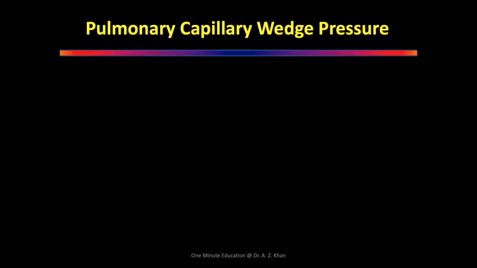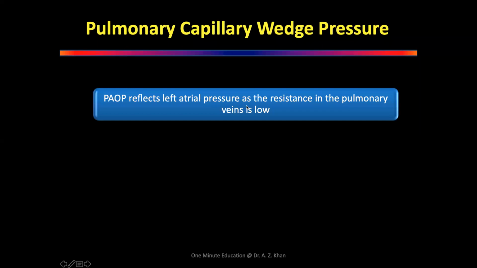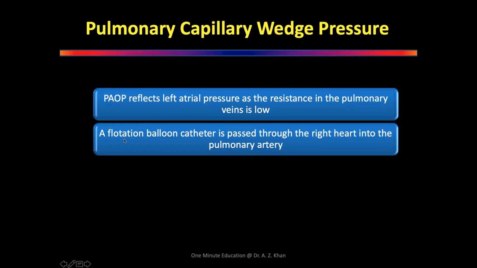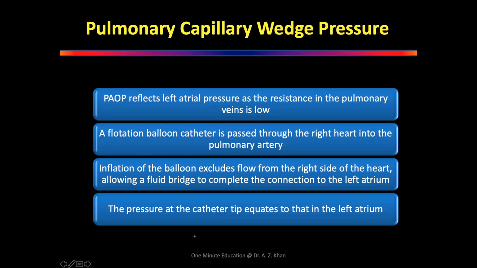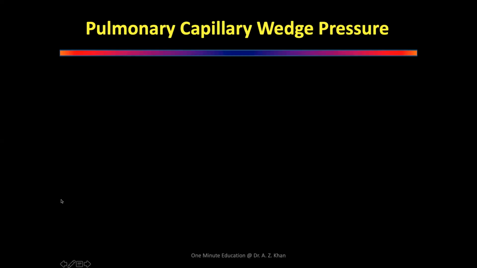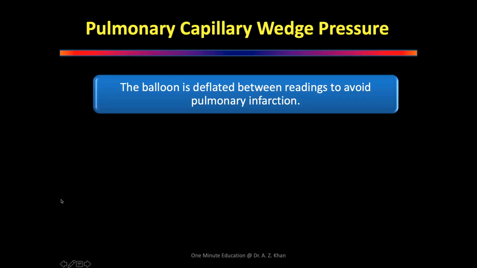So pulmonary capillary wedge pressure reflects the left atrial pressure as the resistance in the pulmonary vein is low. A flotation balloon is passed through the right heart into the pulmonary artery. Inflation of the balloon excludes the flow from the right side of the heart, allowing a fluid bridge to complete the connection to the left atrium. The pressure at the tip of the catheter equates to that in the left atrium. The balloon is deflated between readings to avoid pulmonary infarction because you're obviously stopping blood flow.